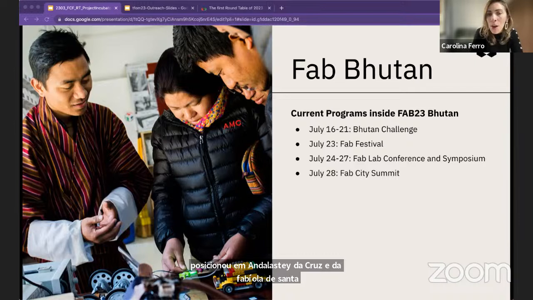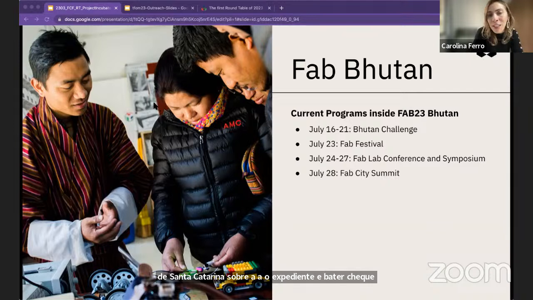So get ready for Bhutan. The website will be launched this week. We expected to be able to share today, but last minute it was not possible. But this week for sure, you're going to be receiving more detailed information about Bhutan with the new website. And we are always here to answer all the doubts and questions you might have. I think that's it.